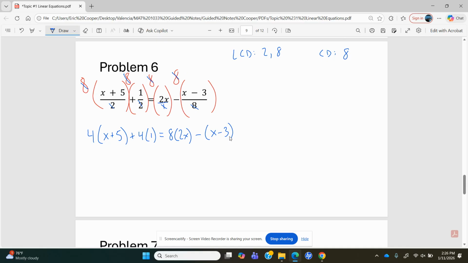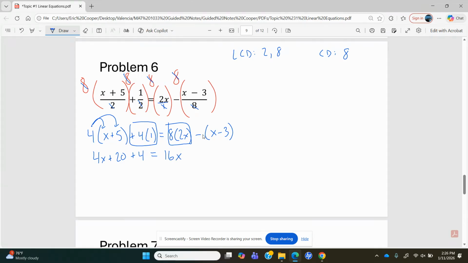Let's go through and distribute and get rid of all these parentheses as we can. So in this problem, I'll go through and distribute the 4 into this. 4 times x is 4x. 4 times 5 is 20. Here, this is just multiplication. 4 times 1 gives me 4. Drop down the equal sign. Here, this is multiplication as well. 8 times 2x gives me 16x.